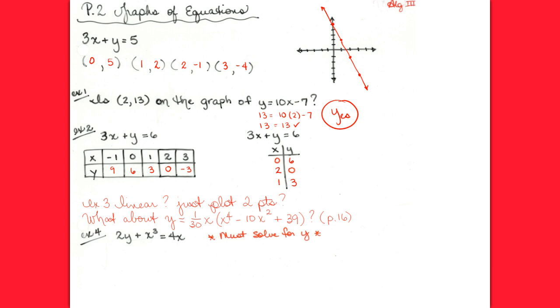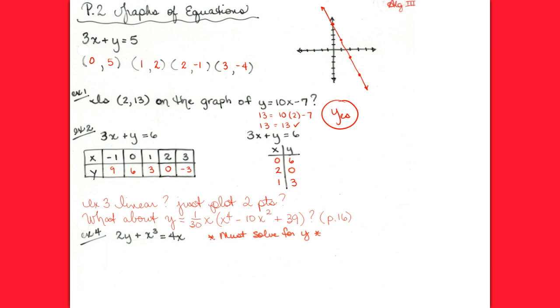Like 1/30th x times x to the 4th. That's like some crazy quintic thing. And in example 3 in the book, they give me y is equal to x squared minus 2. Neither of those are linear. If it's not x to the first, y to the first, it's not linear. And I'm not going to get away with just plotting 2 or 3 points.